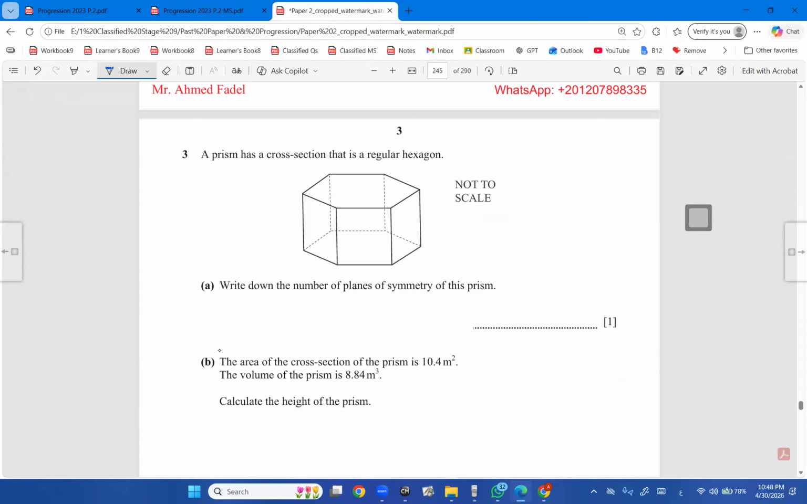A prism has a cross section that is a regular hexagon. So the regular hexagon over here is the cross section. As you see, it is a hexagon, 1, 2, 3, 4, 5, 6 sides. Write down the number of planes of symmetry. You should know that if you want the number of planes of symmetry of a prism that has a regular hexagon or a regular polygon as a cross section, you just see the number of sides of the cross section. 6 sides. Then you add to it 1. It gives you 7. So it has 7 planes of symmetry.